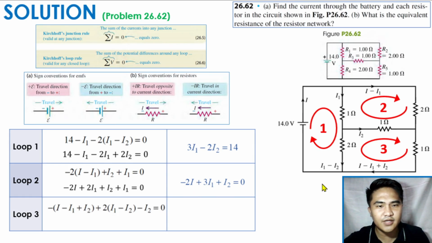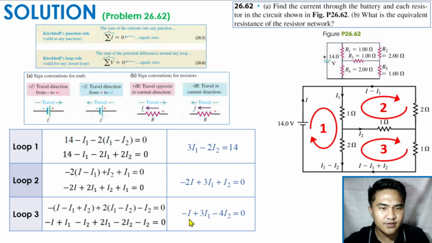Lastly, for loop 3, let's start with this 1 ohm resistor. Negative quantity I minus I1 plus I2, then plus 2 quantity I1 minus I2, then minus I2 is equal to 0. Rearranging this, distributing the coefficients, we will have this as we combine the like terms: negative I plus 3I1 minus 4I2 is equal to 0.